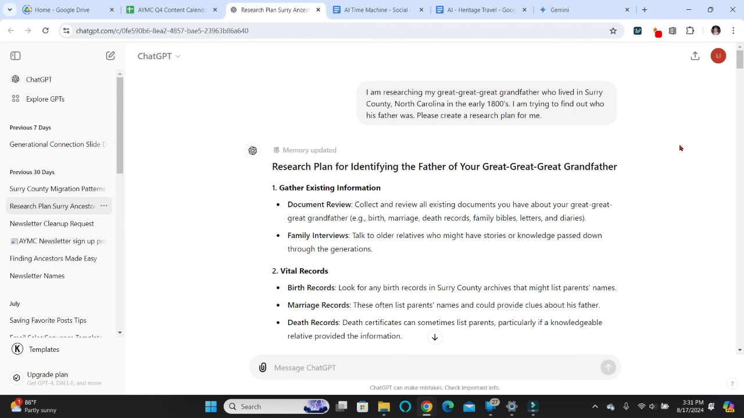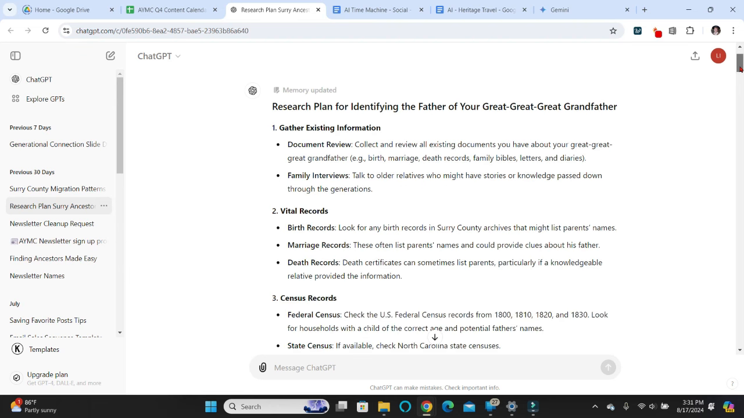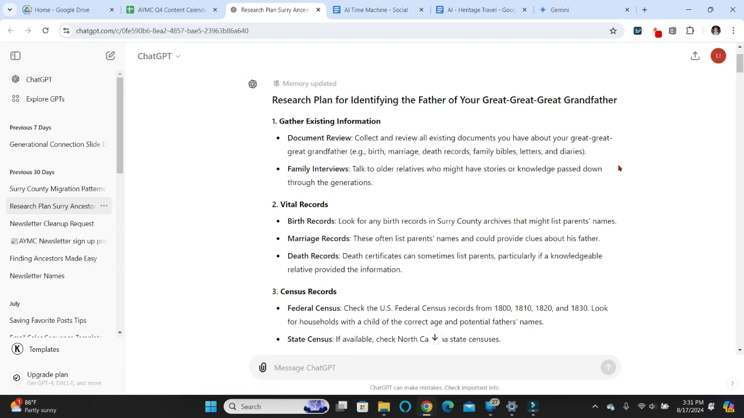So again, let's take a peek at the prompts that I use, noting that I'm using ChatGPT, I'm giving it context in the prompts that I give it. So in this particular one, I'm saying I am researching my great-great-great-grandfather who lived in Surrey County, North Carolina in the early 1800s. I'm trying to find out who his father was. Please create a research plan for me. So in this case, I'm asking it to make a research plan to help me out, basically. So it absolutely starts creating that research plan.